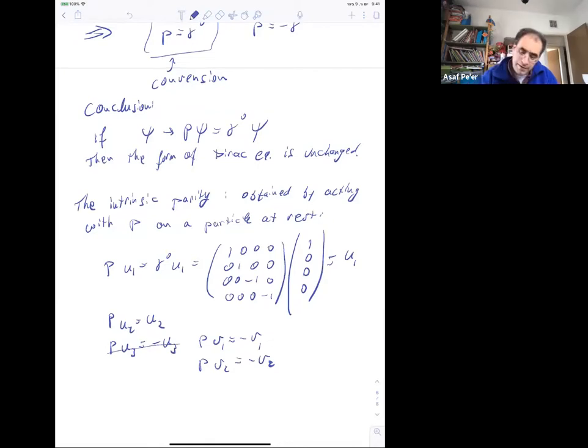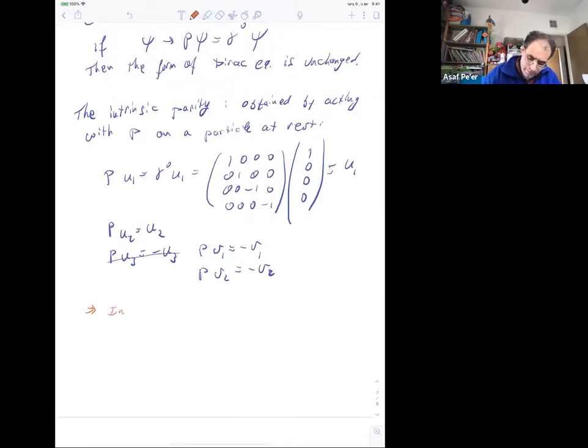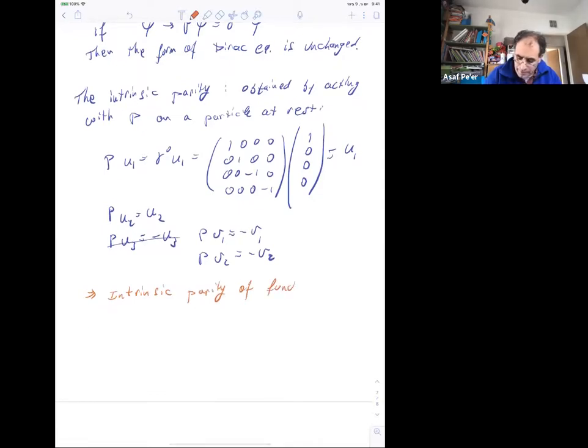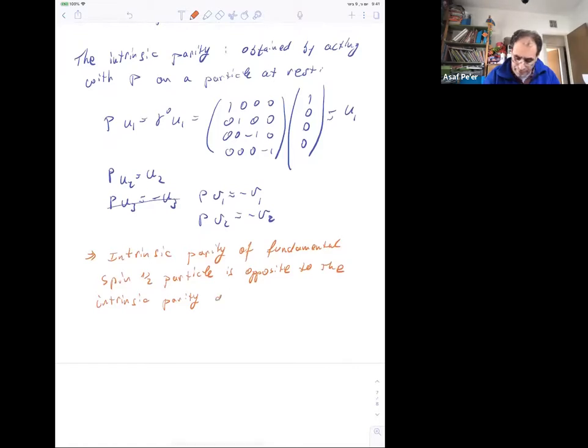So the intrinsic parity of a fundamental spin 1/2 particle is opposite to the intrinsic parity of a fundamental spin 1/2 anti-particle.